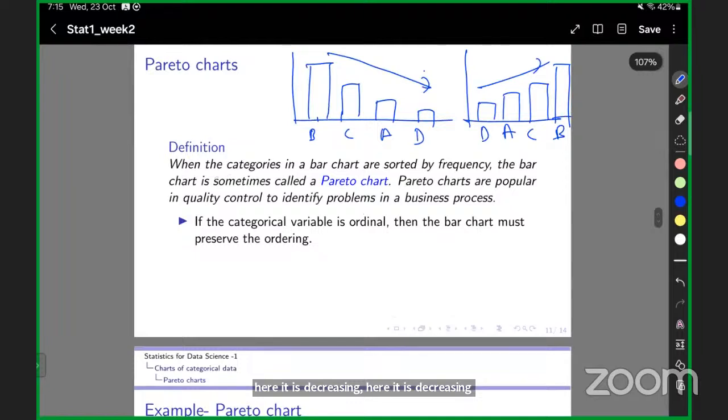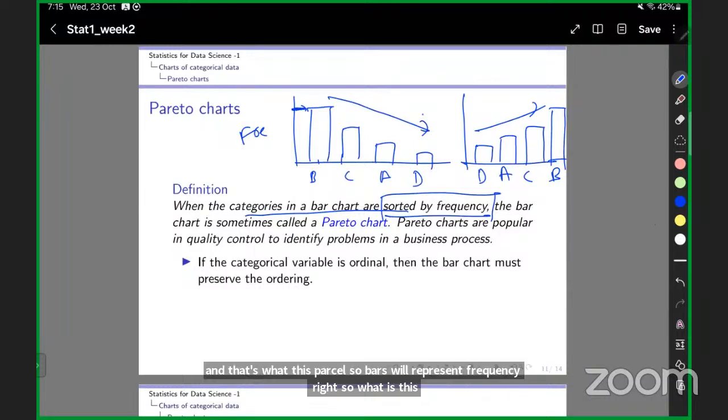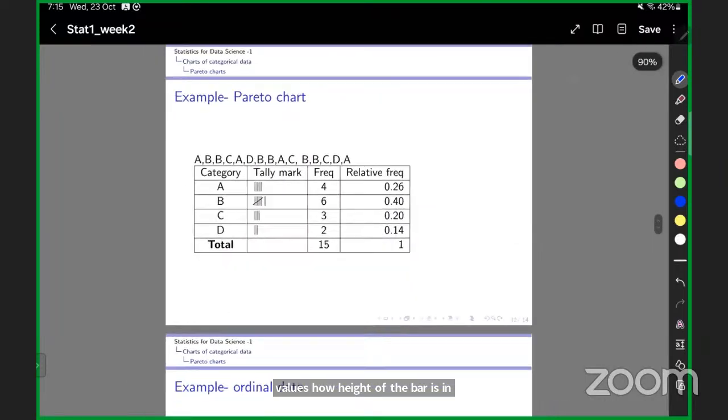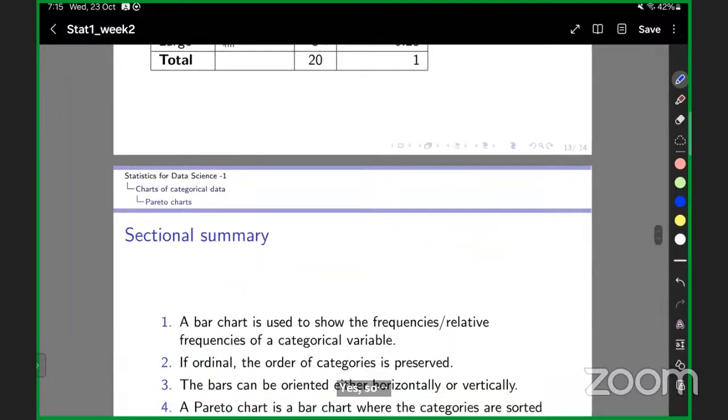And that's what we are doing here. We are sorting by frequencies, and that's what these bars are. So bars will represent frequency, right? So what are these values? The height of the bar is decided based on frequency.